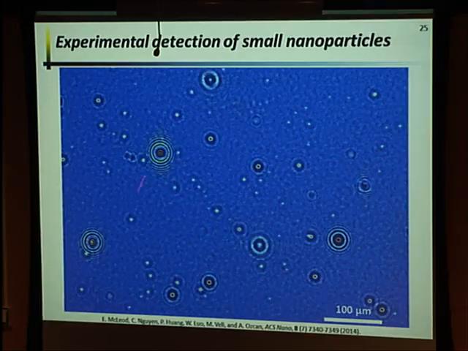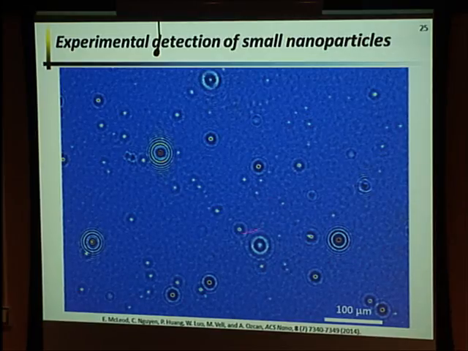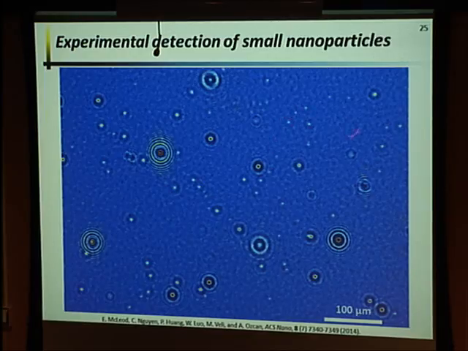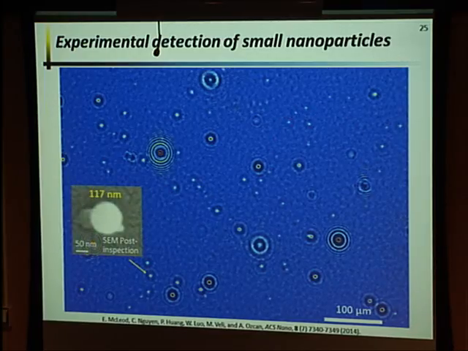You see there are large particles here. These rings that you see are an artifact of the holography. They're twin image noise, so there are ways that we could remove these. In our case, we aren't too worried about it because we're most interested in these small particles. Each one of these small dots corresponds to a small particle, and we verified this using scanning electron microscopy.